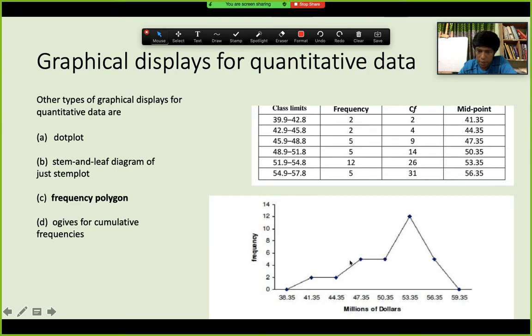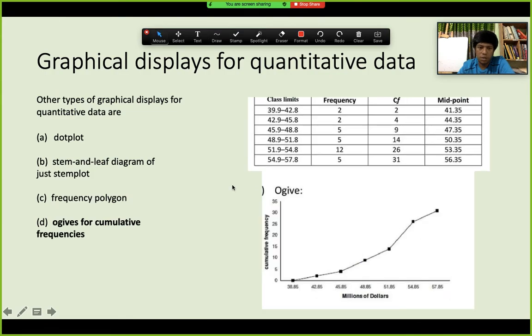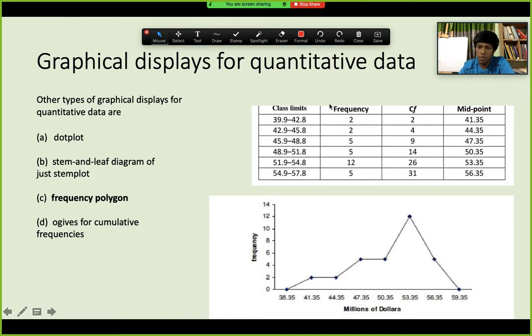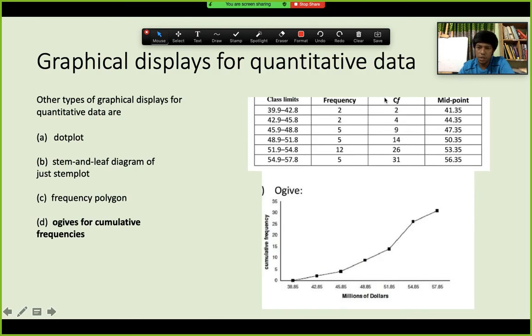So it is 5. The next one is also 5. The next one is 12. Next one is 12. If we draw a line, it will be directly aligned there. So this is called the frequency polygon, and there is another one which is called cumulative frequency or ogive curve. Ogive is for cumulative frequencies. For the same data, this is the cumulative frequency. In our previous chart we used this box here, but in the cumulative frequency we will be using this cumulative frequency box here.